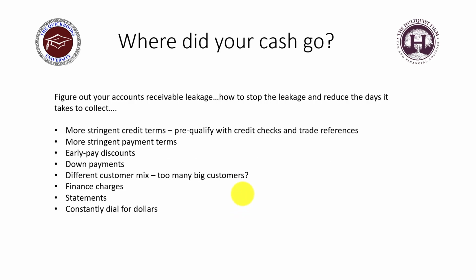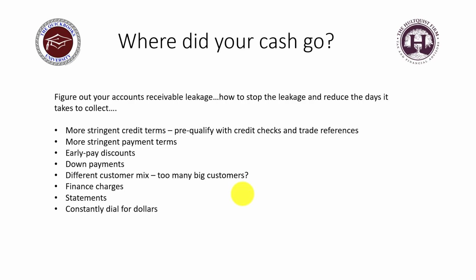So once you figure out this number, how do you stop the leakage? How do you reduce that 36.1 down to 30 or to 28 or whatever it is that your target is? So how do you reduce the days it takes to collect? Well, there's a couple things you can do, and it all depends on your business and your customers and your relationships. But you can put in more stringent credit terms.